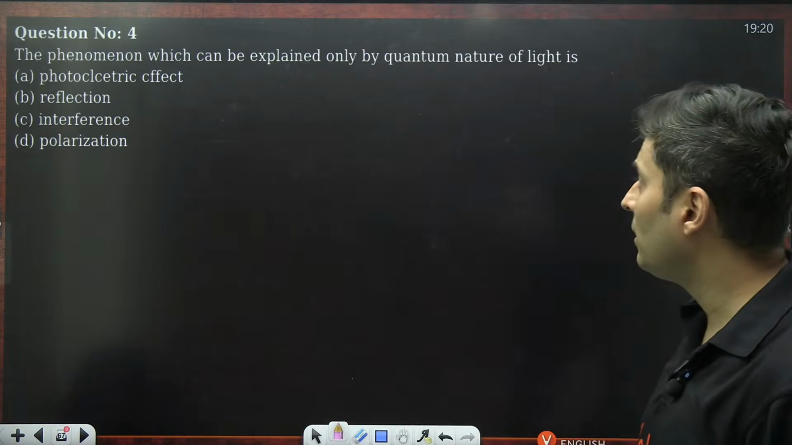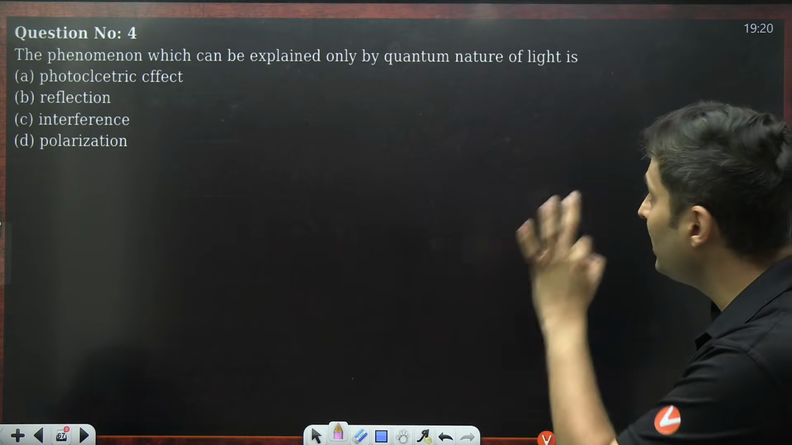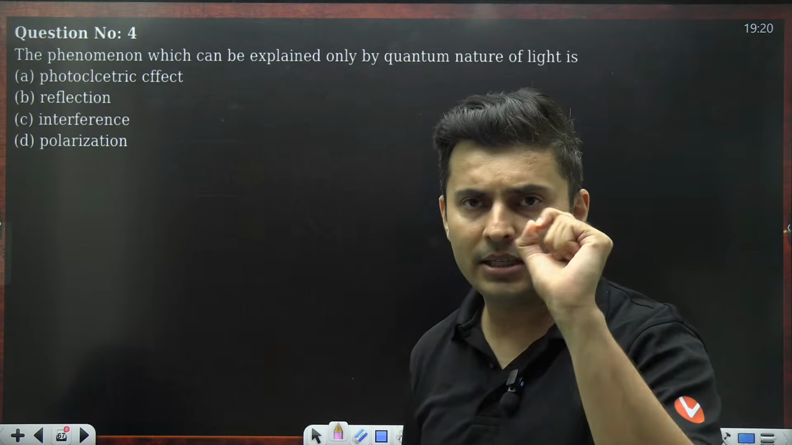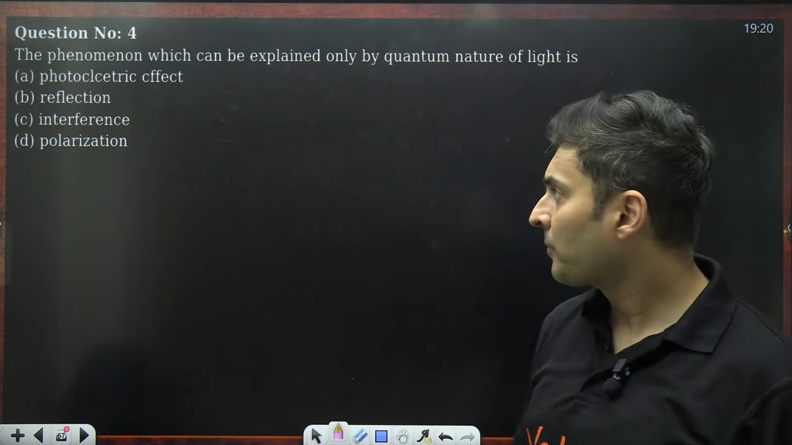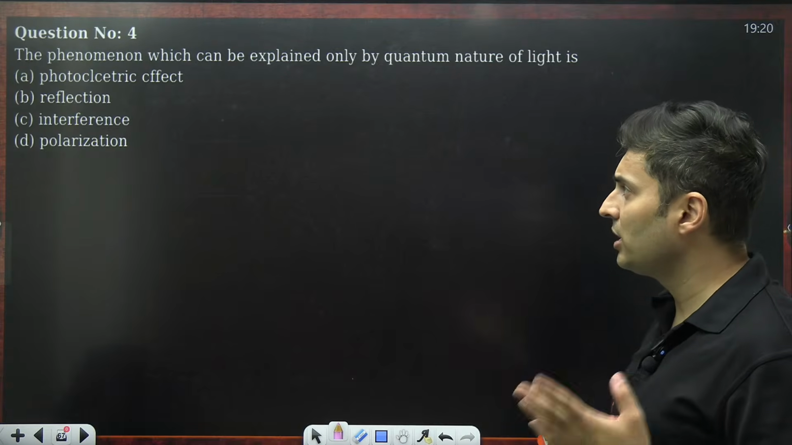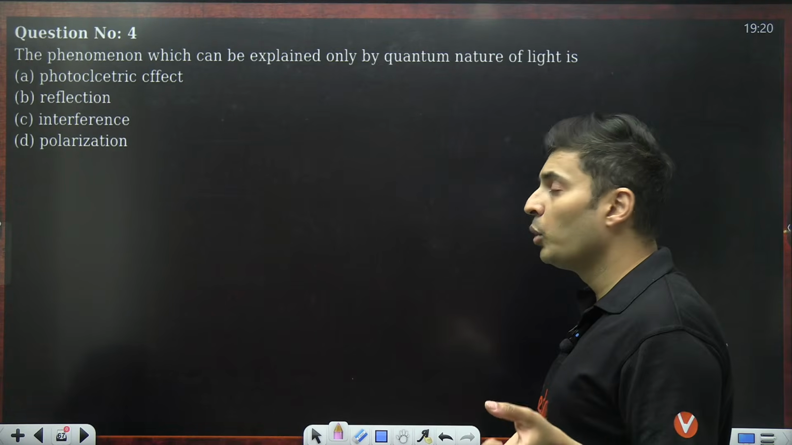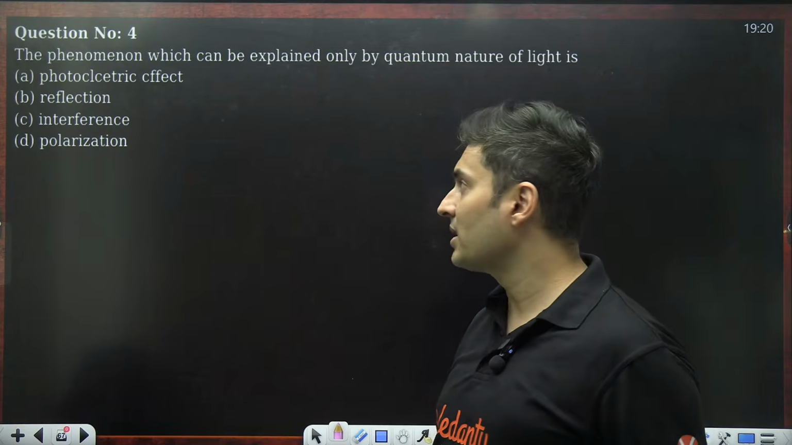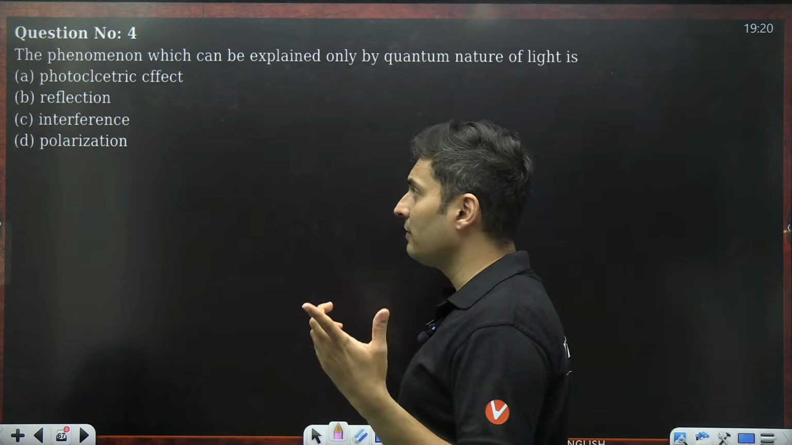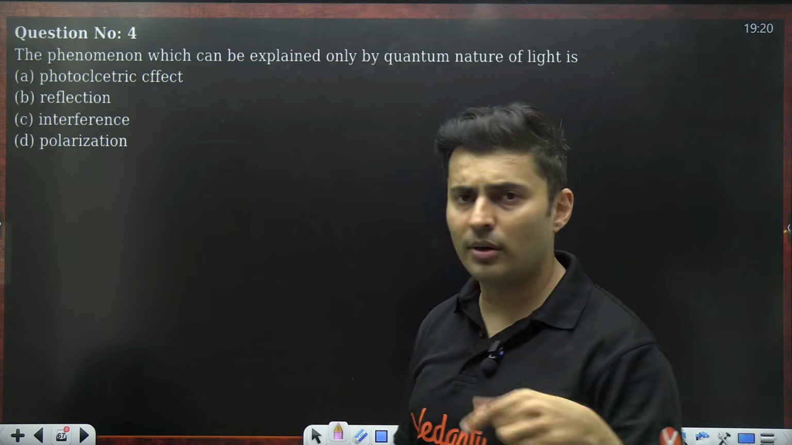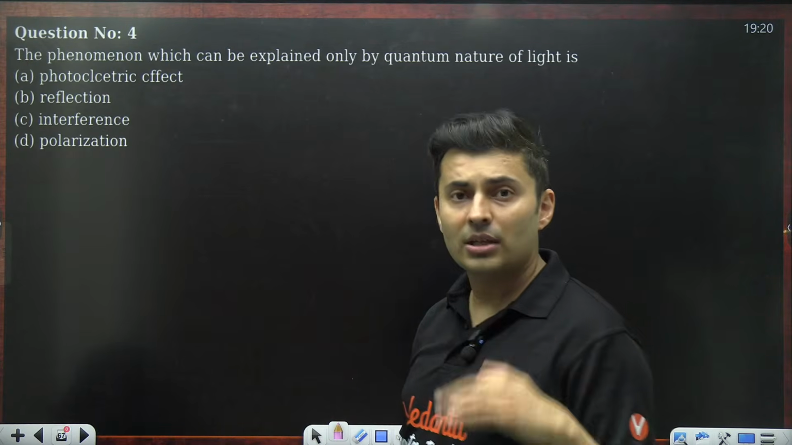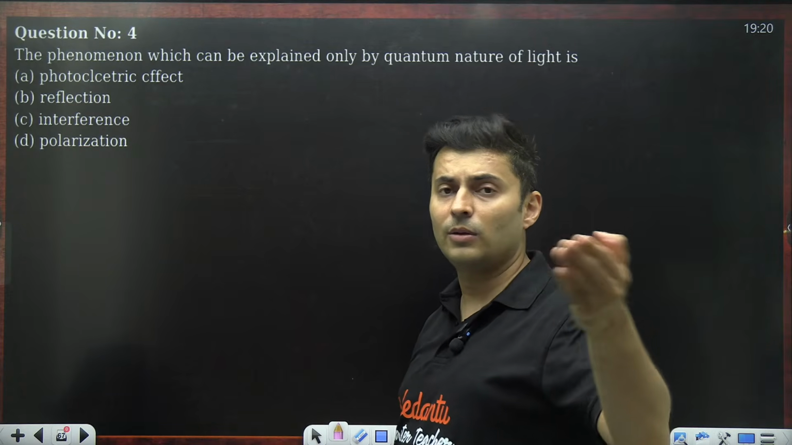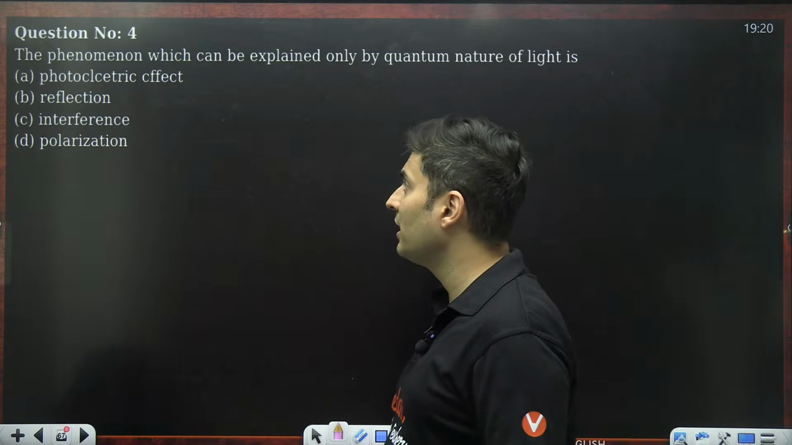The phenomena which can be explained only by the quantum nature of light, not the wave nature. Quantum nature means the light energy is going in packets, not continuously. Photoelectric effect, reflection, interference, polarization. Polarization of light is an electromagnetic wave phenomenon. Transverse waves can only undergo polarization, so it's a wave phenomenon. Interference is also a wave phenomenon. Reflection is also explained by Huygens principle of reflection, wave formation and all of that. So Huygens wave theory basically.